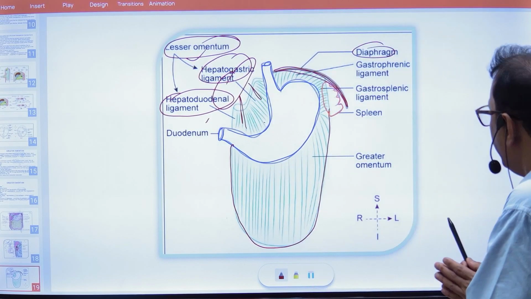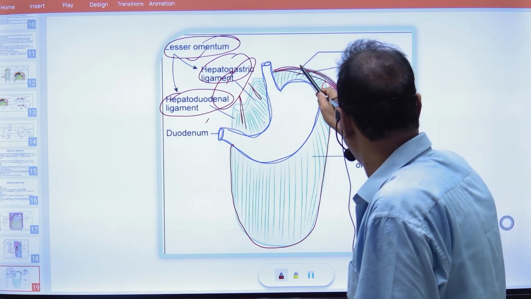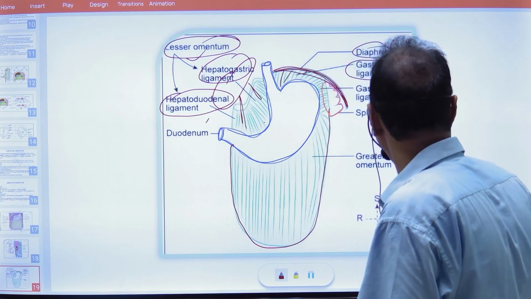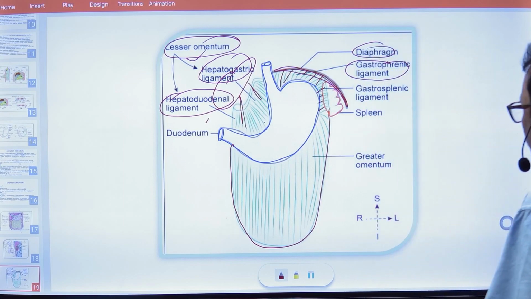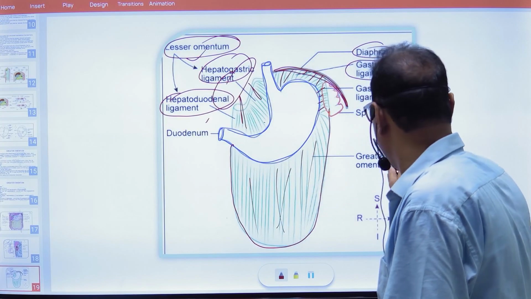The greater omentum, as the name suggests, comes from the greater sac. We have the gastrophrenic ligament over here. This is the diaphragm, so this ligament is known as the gastrophrenic ligament. And since we have the spleen over here, we have the gastrosplenic ligament, and this one is our greater omentum.